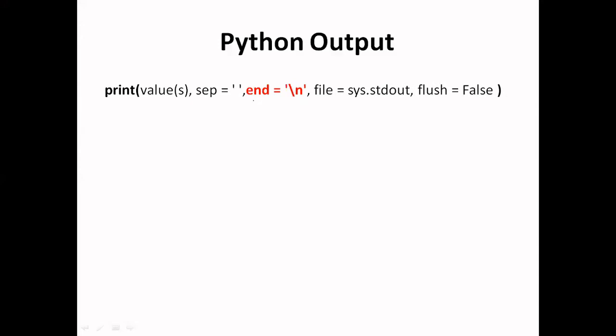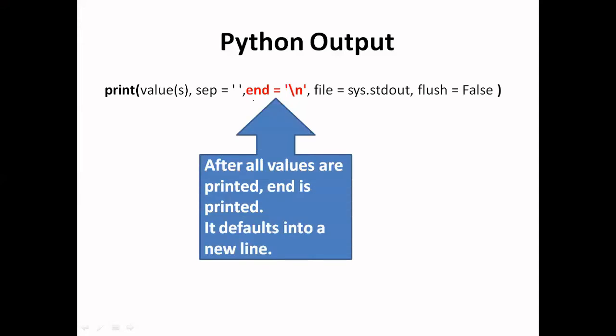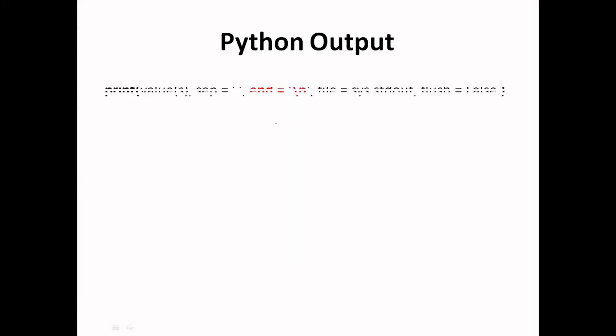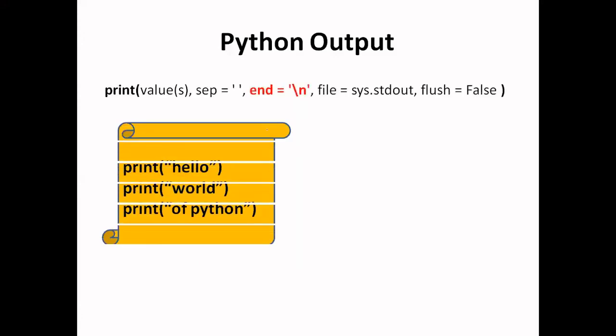The next keyword argument is end, whose default value is set to the new line character. So after printing all the values, the end will be printed. Whatever is inside end, that string will be printed. So let's have an example of this.